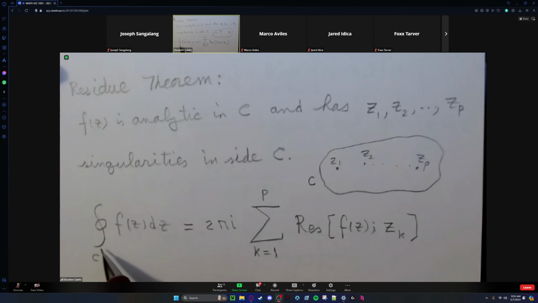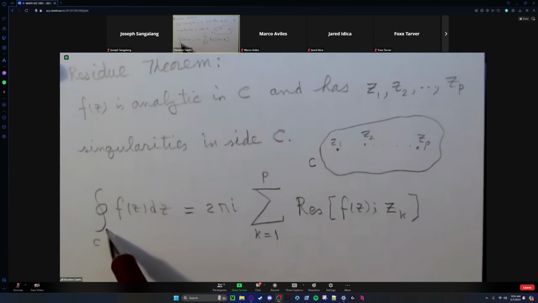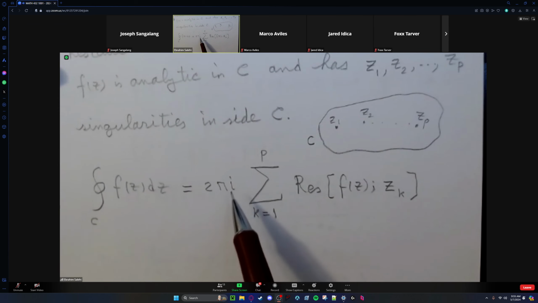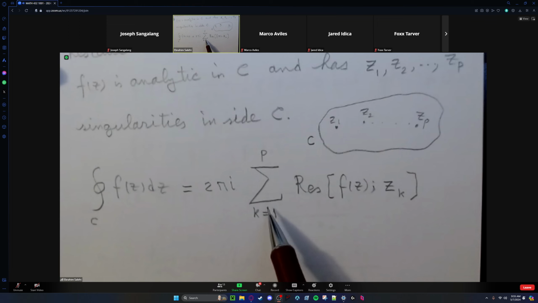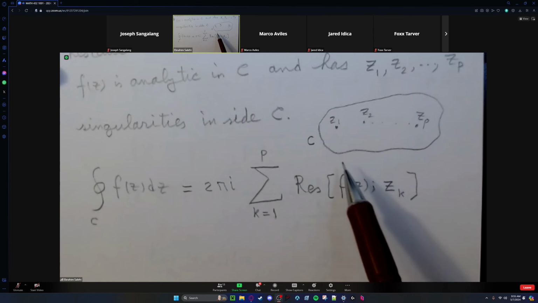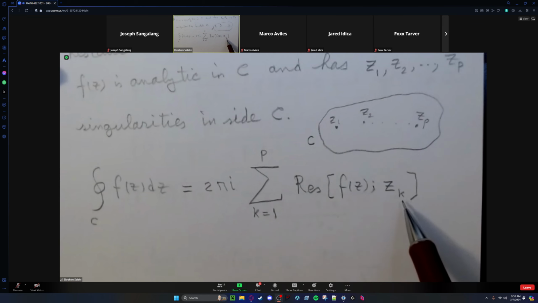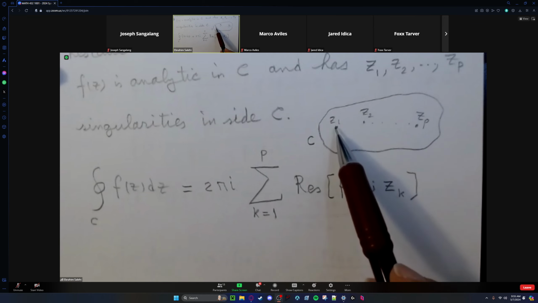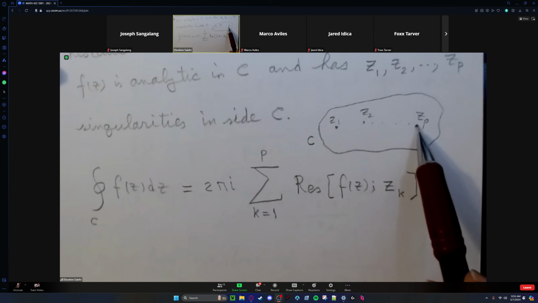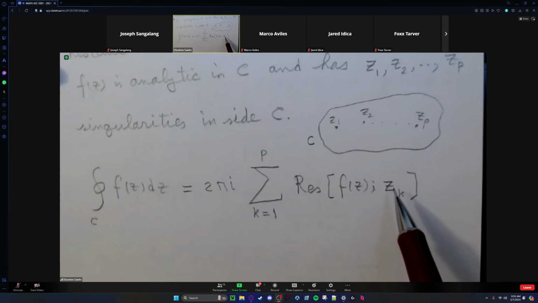What is the value of the integral? The value of the integral is 2 pi i times... find the residue at each one and add them. Find the residue at each one of these and add them. Okay, this is the residue theorem.